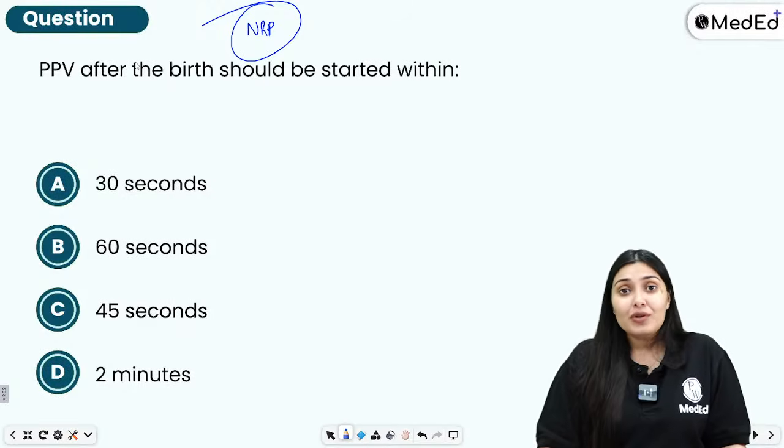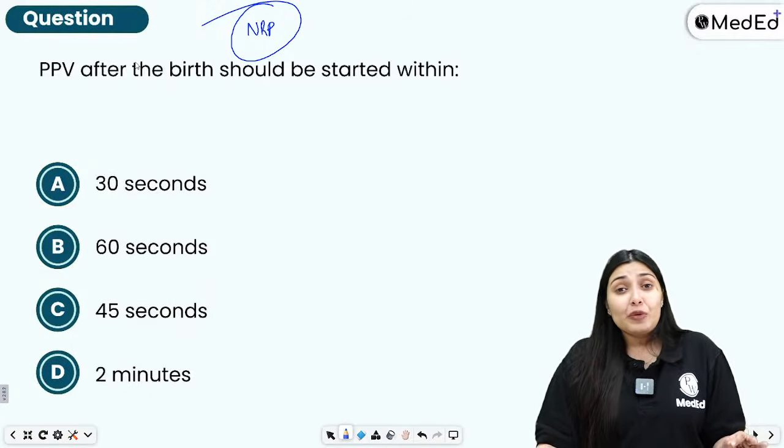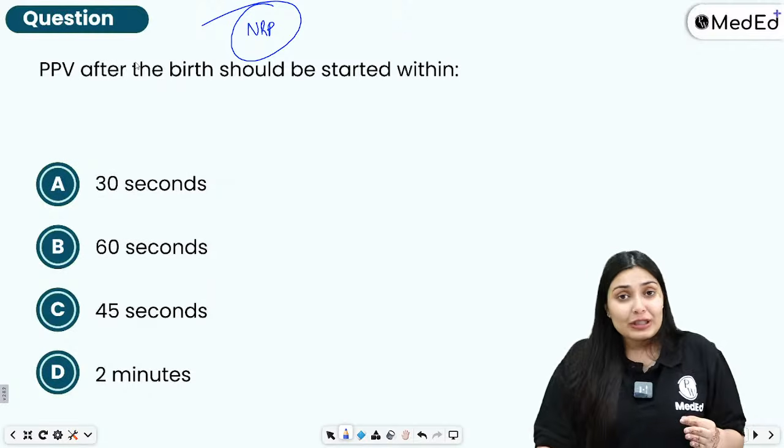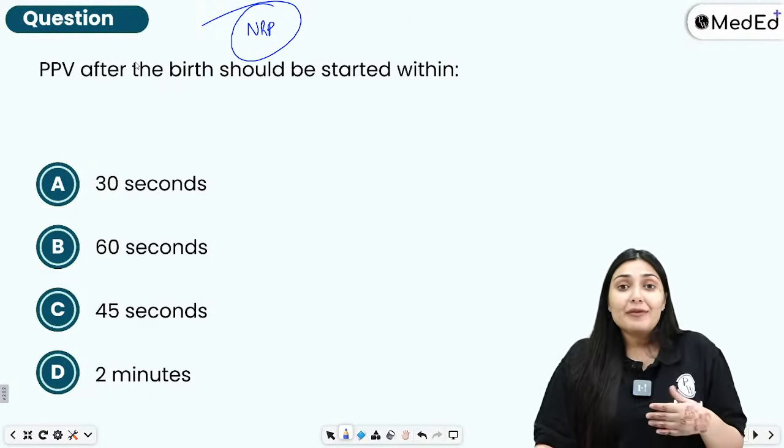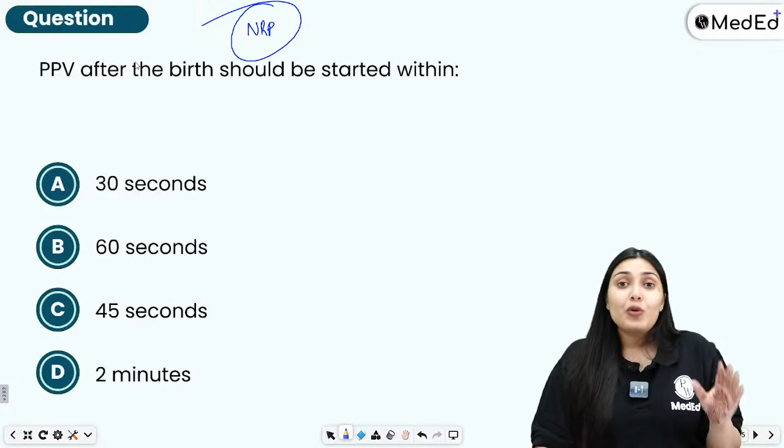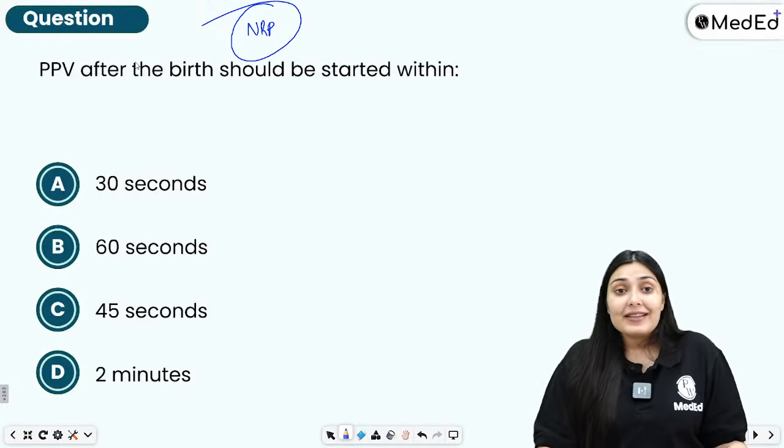Let's move now to the favorite topic of INI people, that is neonatal resuscitation protocol, NRP. One question you will surely find. It would be either linked to the algorithm of NRP or the devices used in NRP or some random facts about NRP. You are going to find NRP here and there in the INICET exam.